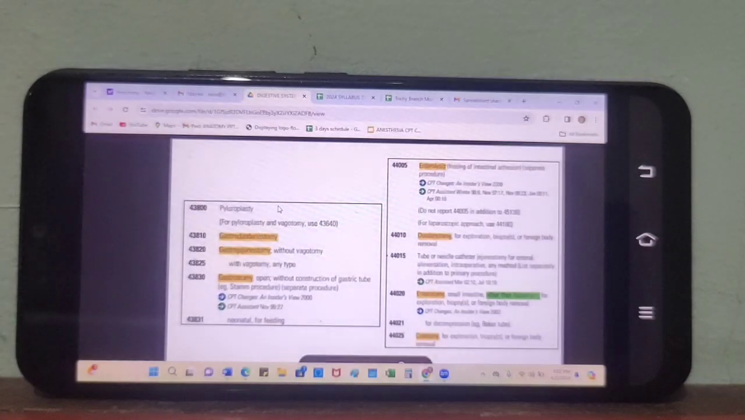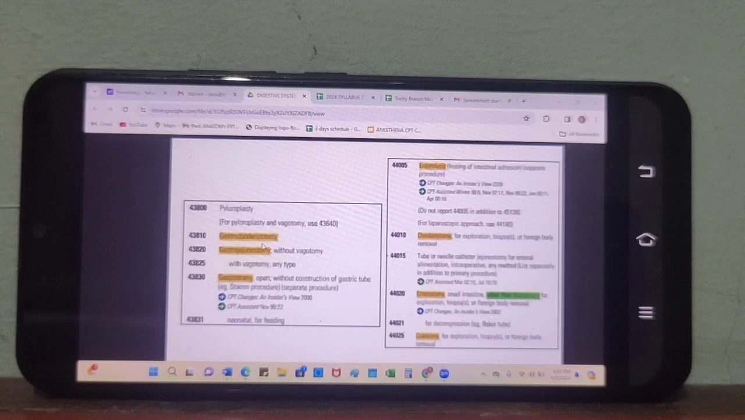So to understand this procedure, terminology is important. Ostomy means artificial opening. The surgeon makes an artificial opening from the stomach to the duodenum, go for 810. From stomach to jejunum means go for 820, without vagotomy and with vagotomy. Vagus is one of the nerves. When we make a cut on the vagus, it stops the secretion of HCl.